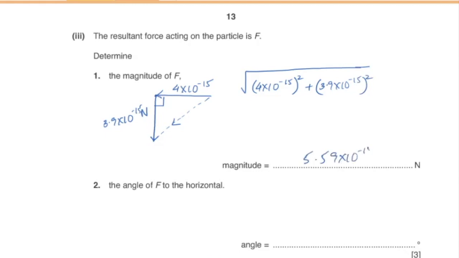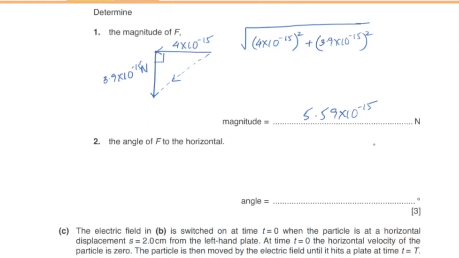Now the angle of F to the horizontal. This is the force F, and this is the angle they're asking you to calculate. We'll use the formula tan theta equals the opposite of the angle, that is 3.9 into 10 to the power of negative 15, over the adjacent, that is 4 into 10 to the power of negative 15, and theta is going to be 44 degrees.